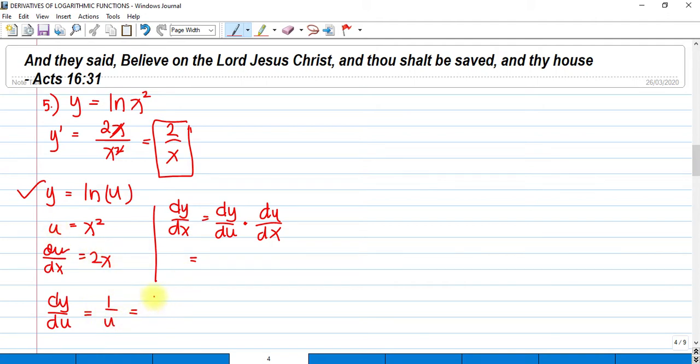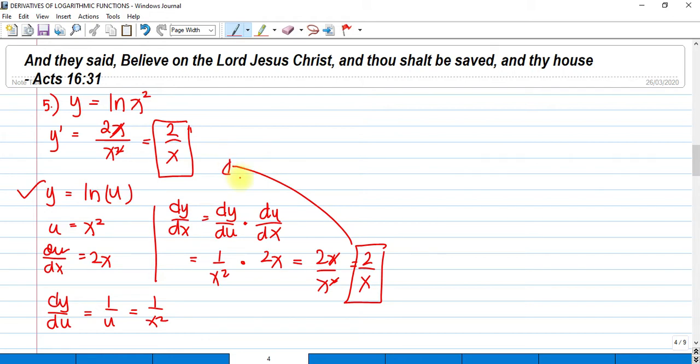But our u is x squared, so dy over du is 1 over x squared, multiplied by du over dx. du over dx is 2x. So simply we have 2x over x squared. The x would cancel, so we have 2 over x, which is the same as this. Okay? So I hope I make myself clear with that.